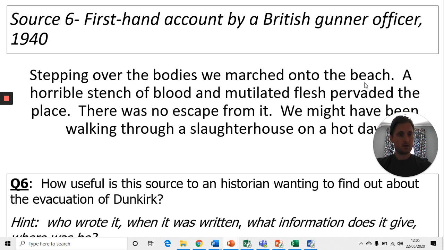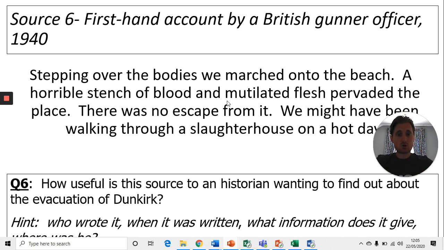Now, we can infer from our own knowledge that the Luftwaffe was bombing the beaches. So actually, yes, there would have been bodies. And unfortunately, there would have been a horrible stench of blood and mutilated flesh where the bombs had destroyed and killed the soldiers on the beaches. And that this soldier would have been true in what he was saying, that they would have felt there was no escape from it. The soldiers were trapped.